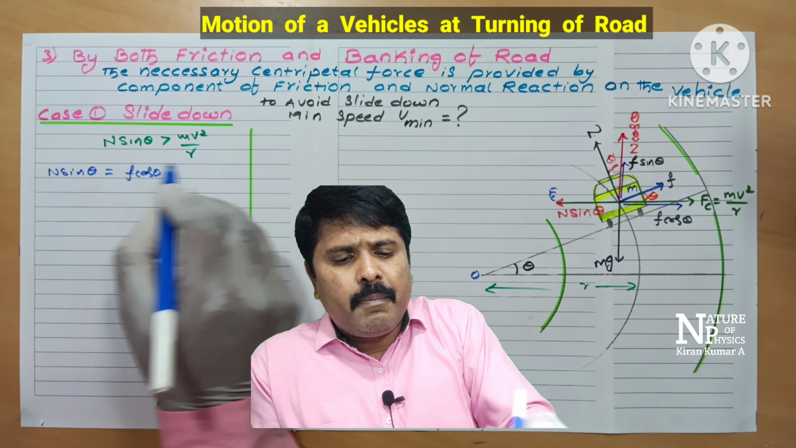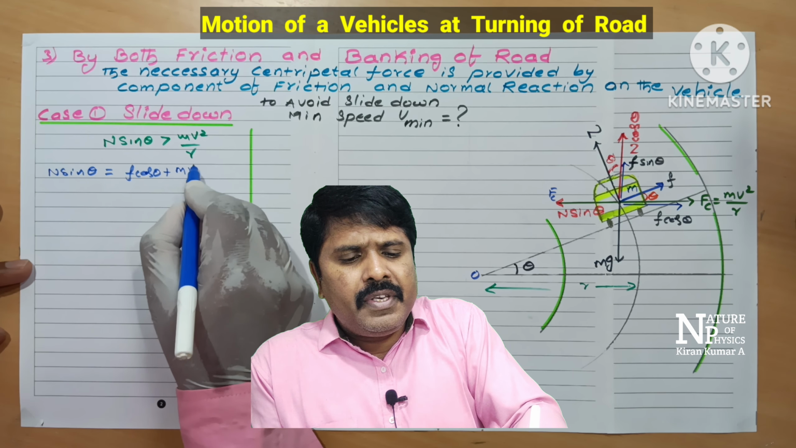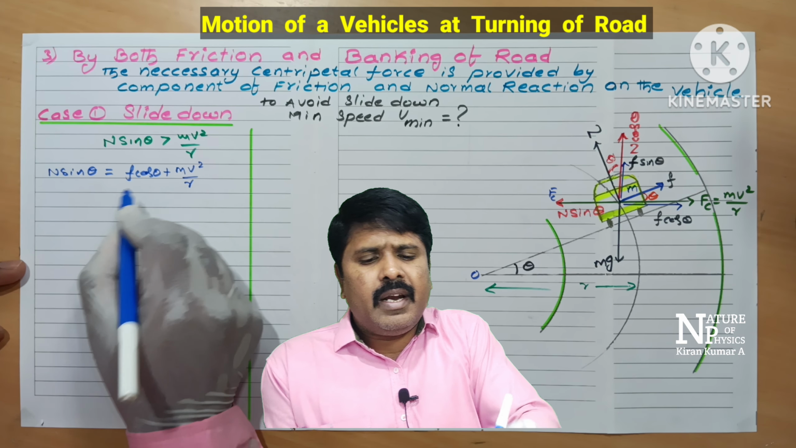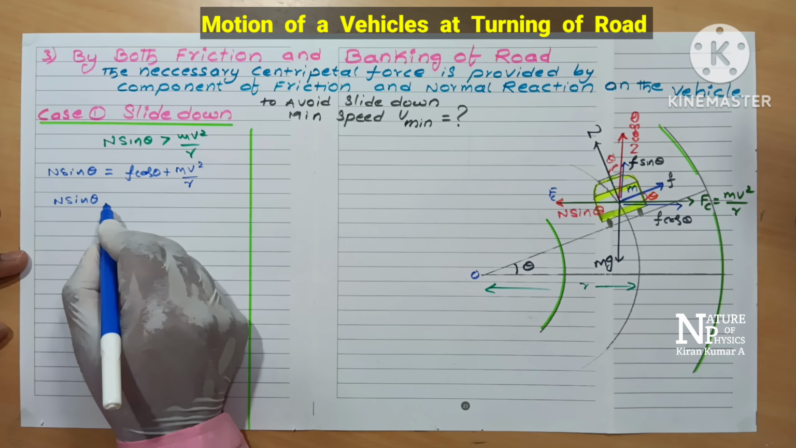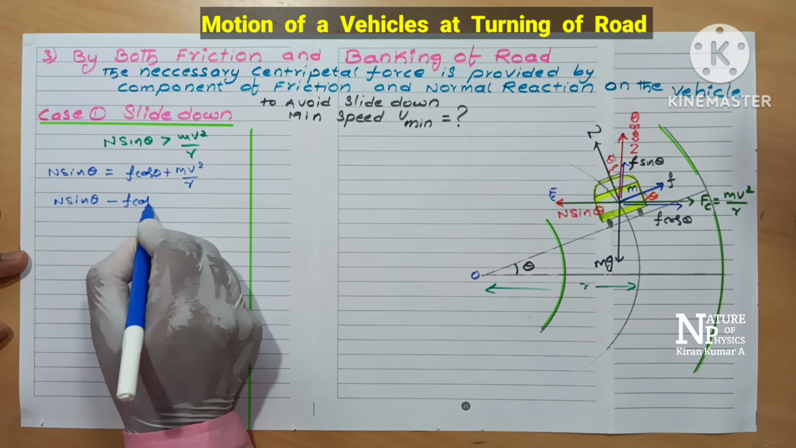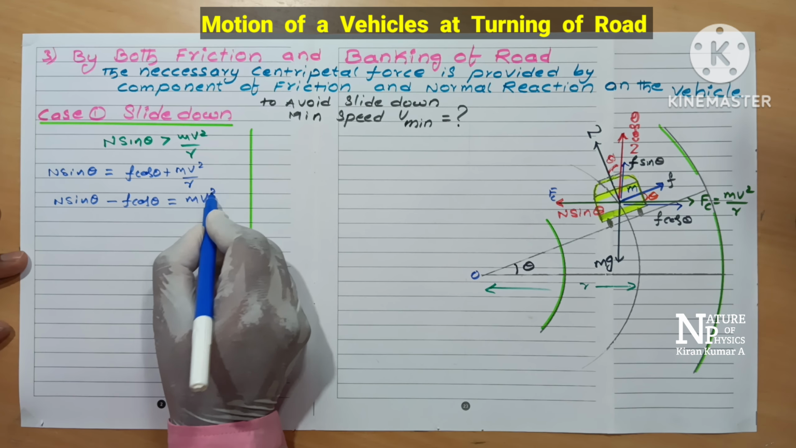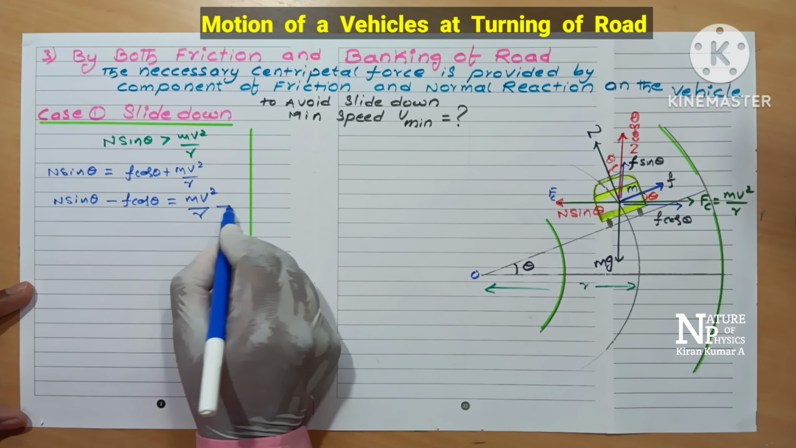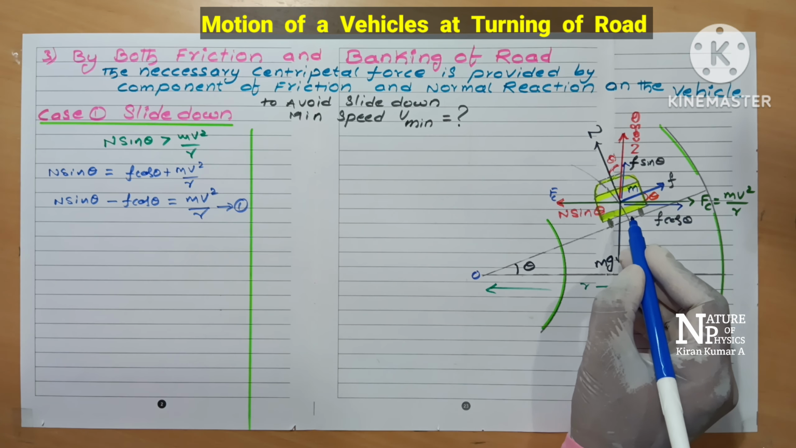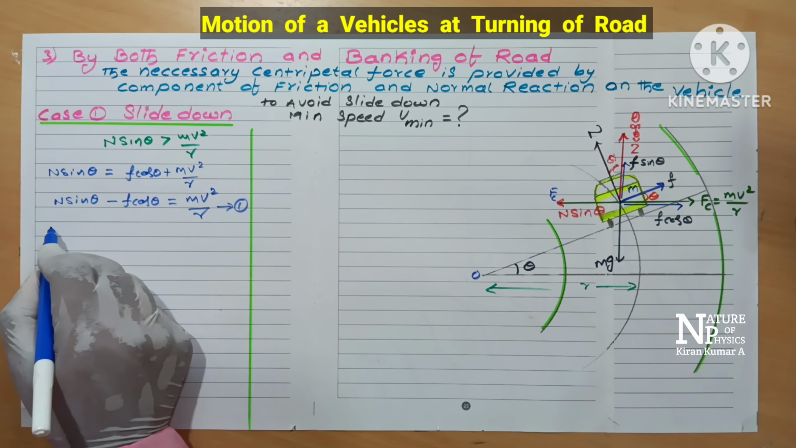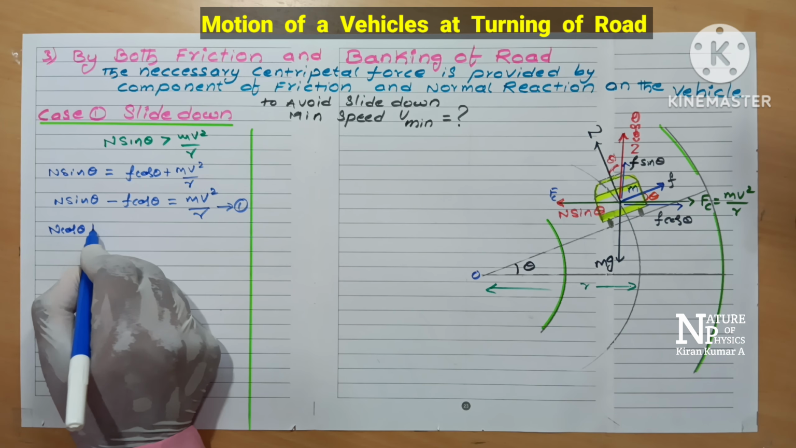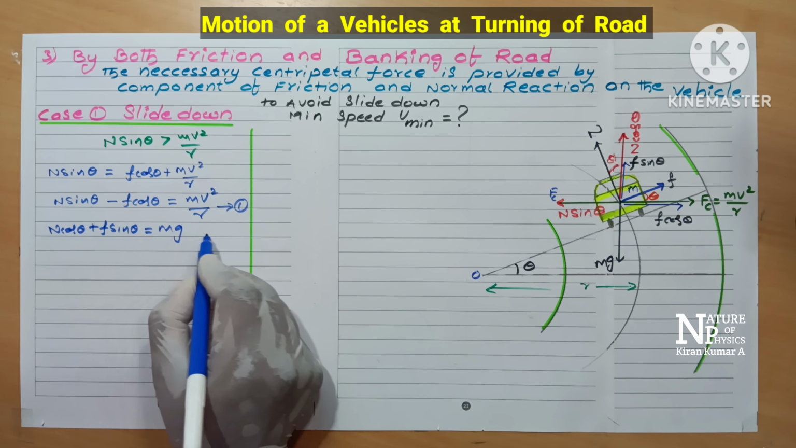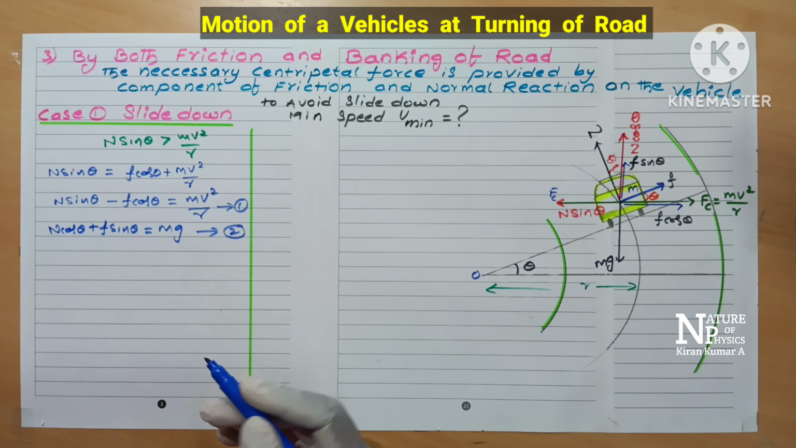F cos theta plus m v square divided by r. Here we need velocity, so N sin theta minus F cos theta is equal to m v square by r. This is taken as equation number 1. The vertical direction balancing equation I am going to write: N cos theta plus F sin theta is equal to m g. This I can write as equation number 2.